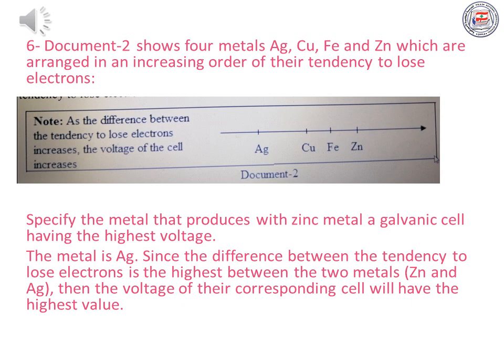Why? Since the difference between the tendency to lose electrons is the highest between the two metals, zinc and silver, then the voltage of their corresponding cell will have the highest value.